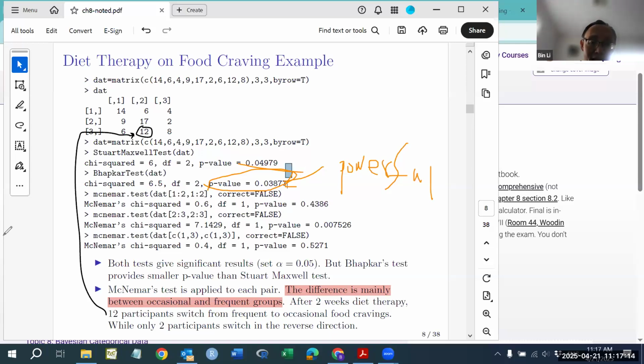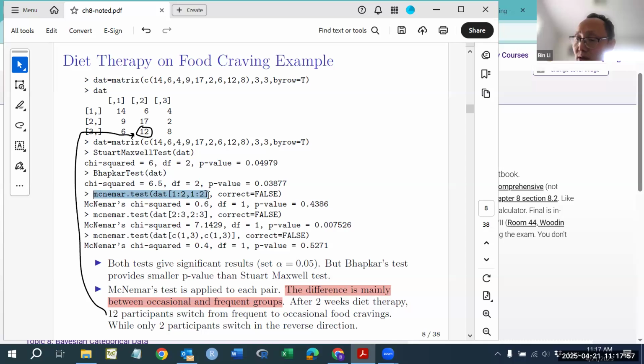After that, you can see these two tests only give you the overall results. They tell you there is a significant difference for at least one of the equations. But which equation is different? It doesn't tell you, right? So in order to find out which equation is different, you have to do the McNemar test in a pairwise way.